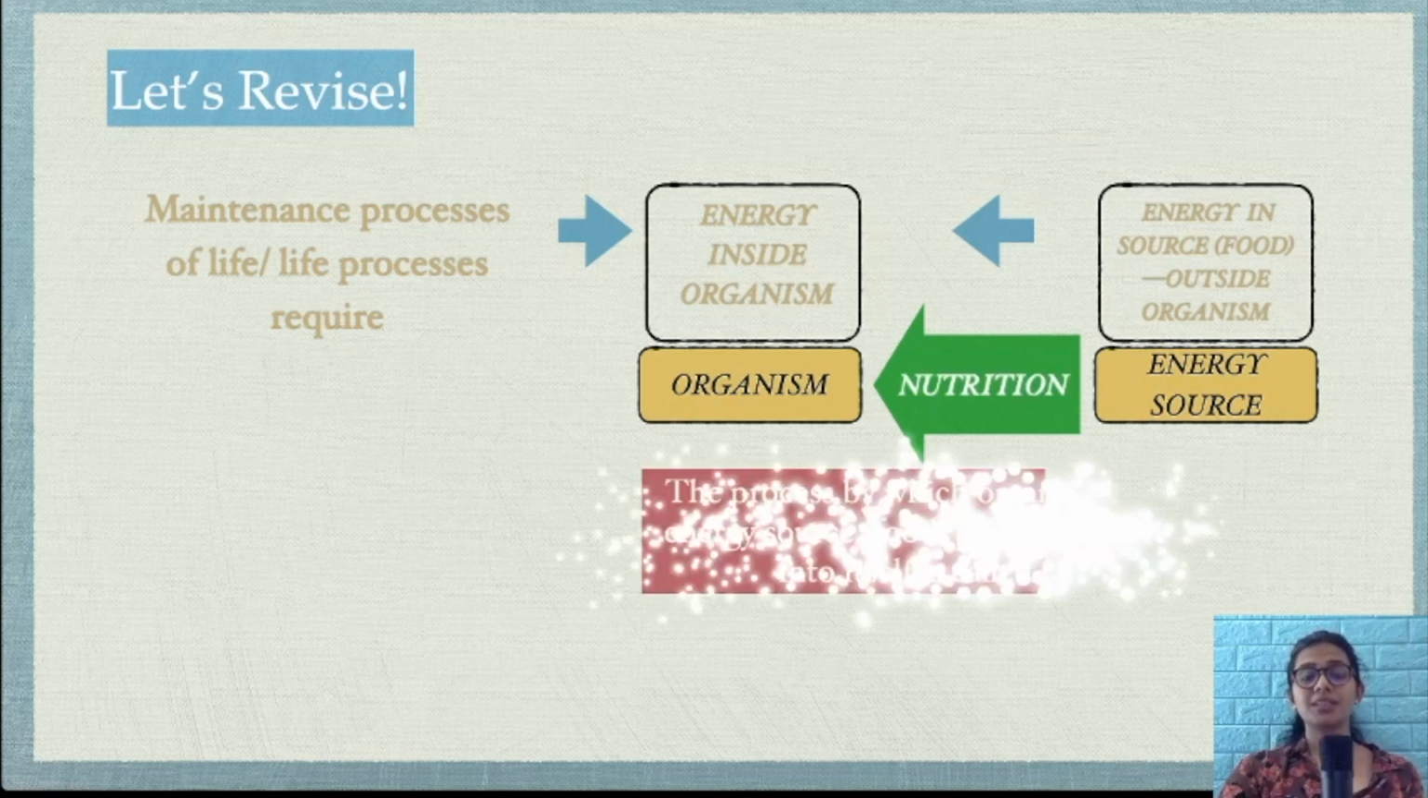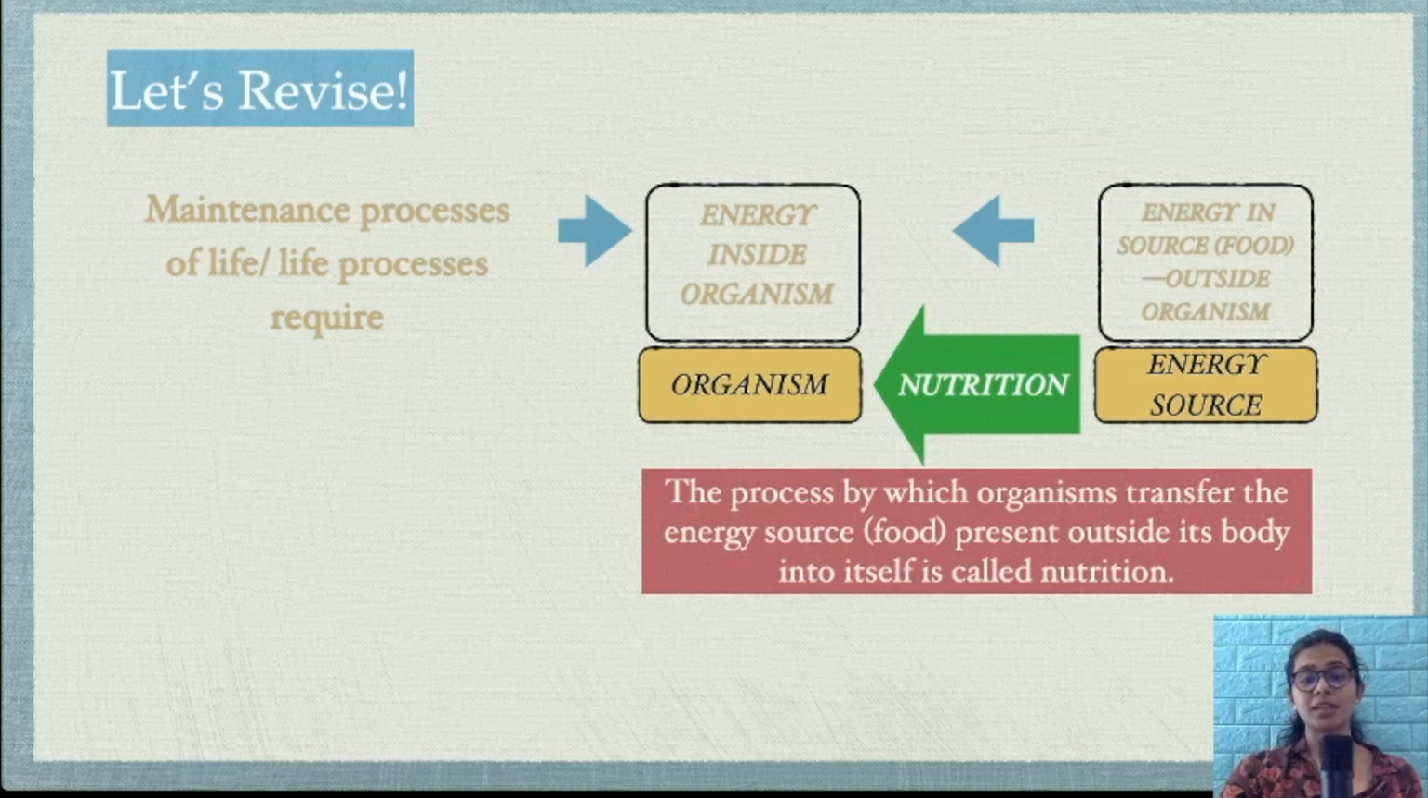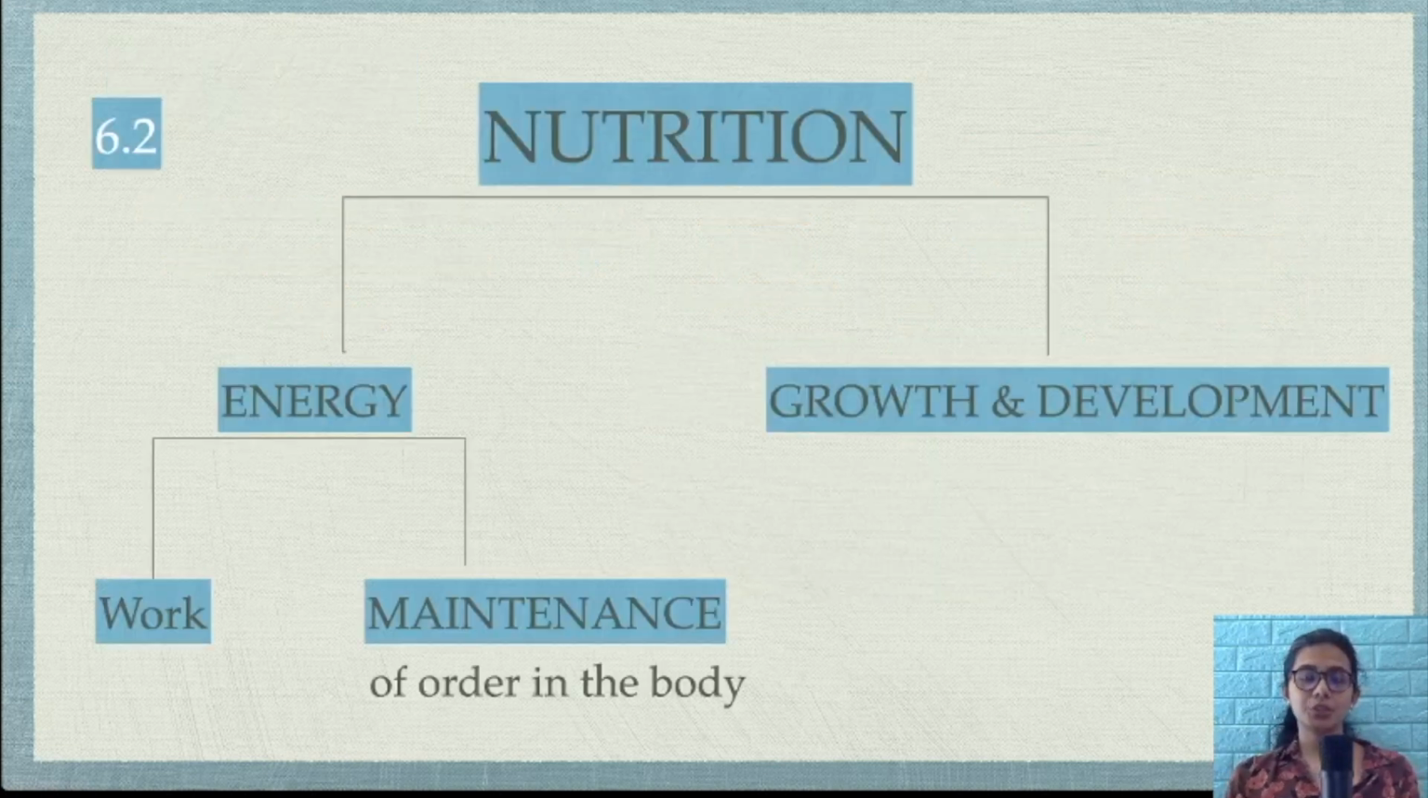So what is nutrition? The process by which organisms transfer the energy source present outside its body, that is food, into itself is called nutrition, right? So this nutrition that organisms derive from outside is used for a variety of purposes. One among that is to derive energy, and this energy that we get from our nutrition is used for doing work as well as for the maintenance and repair of the body, right?